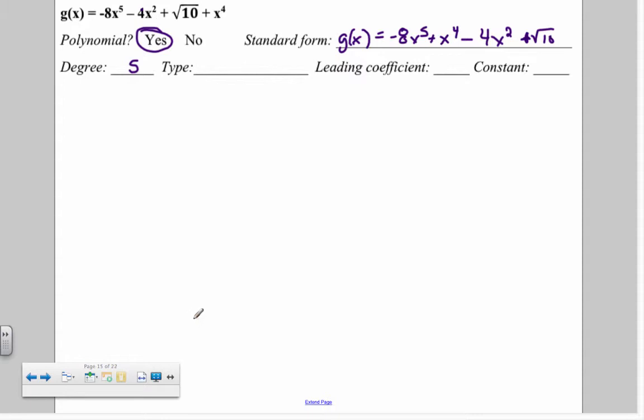Okay, so then we go back here. Our type is a quintic. The leading coefficient is the number in front of the x to the fifth. The leading coefficient is -8. And our constant is our last term without the x, so no x term. So here we do have a constant, and it is the square root of 10. You may not always have a constant. I'm pretty sure this is quintic, just so we know.